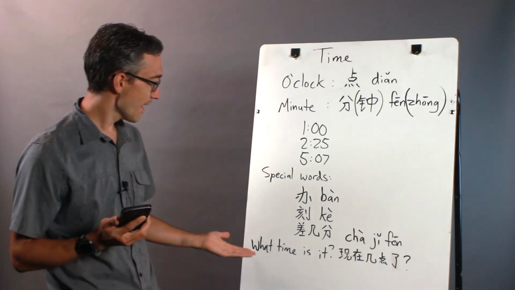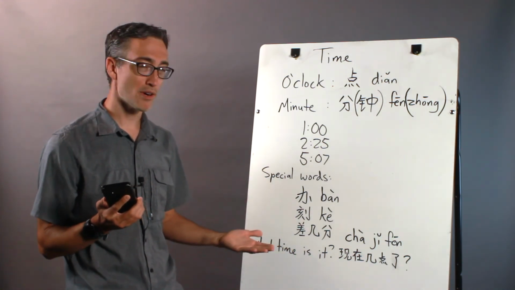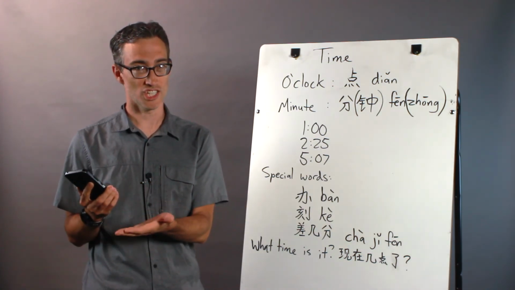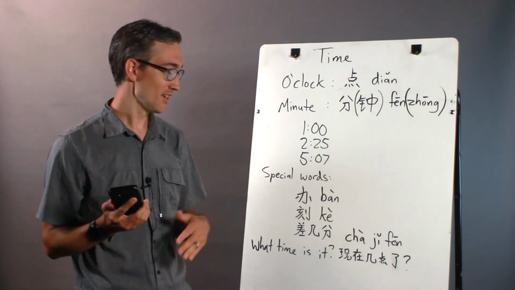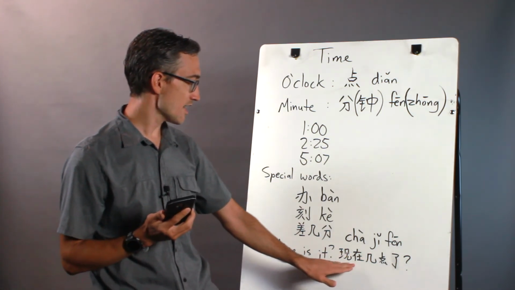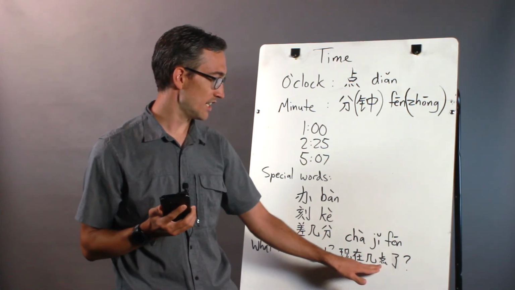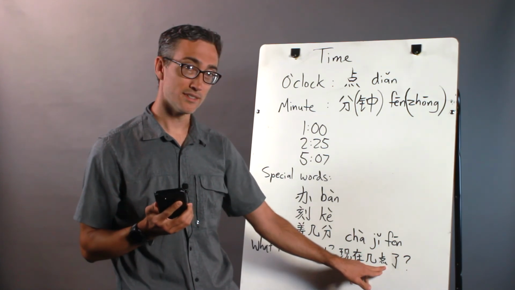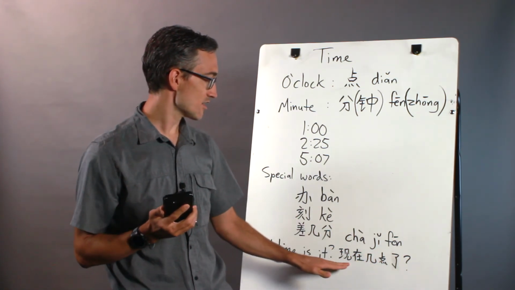And then finally, how do we say what time is it? And again, it's super simple. Because the answer is a number, the question is 几, and it's 几 because it's not a huge number. 现在 means now. 几点? The main question here is 几点? What point? So what point of time? 几点? And the full phrase is 现在几点了?